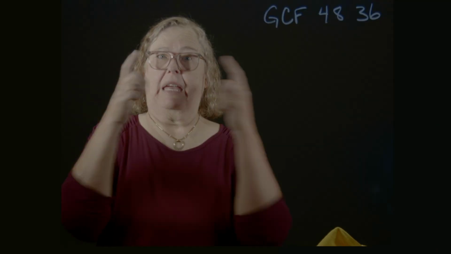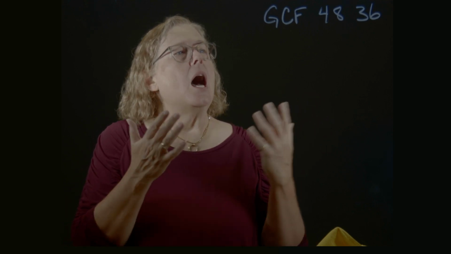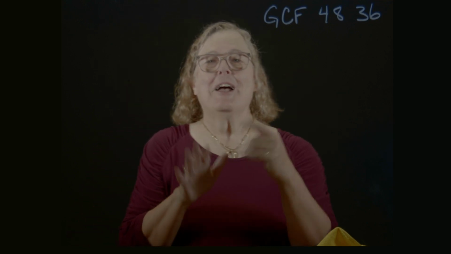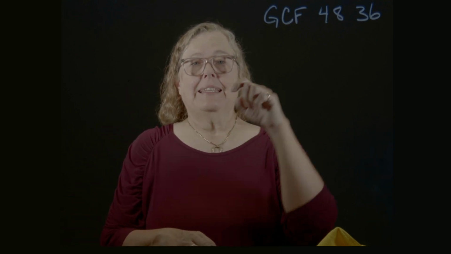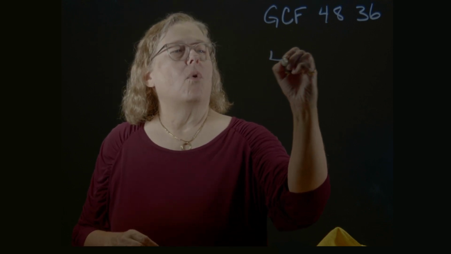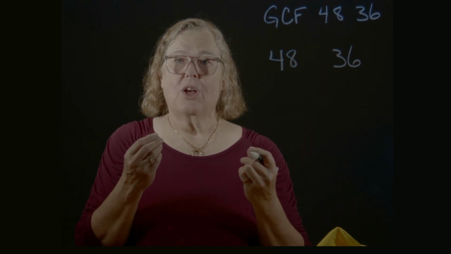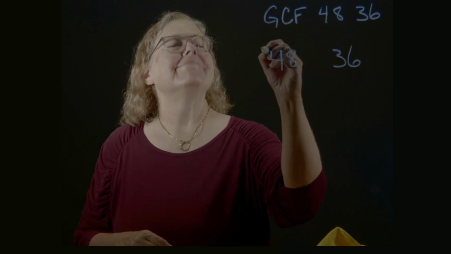So now we're going to try two bigger numbers. We're going to try 48 and 36. How would we find the GCF of these two bigger numbers? I'm going to show you a super cool way, right? It's called upside down division. All right, so what are we going to do? We're going to draw the division upside down. Not like that, like this.